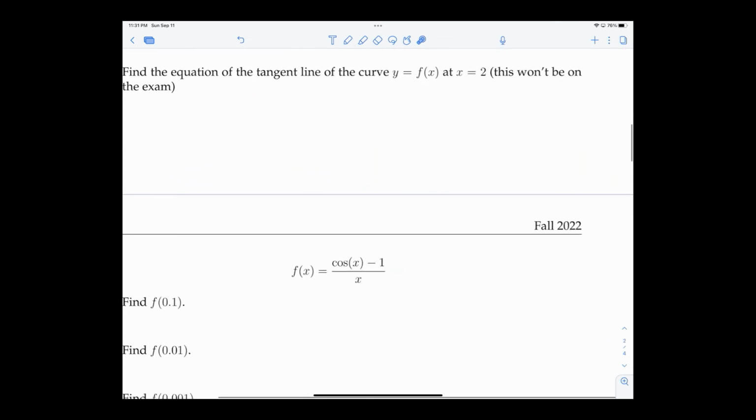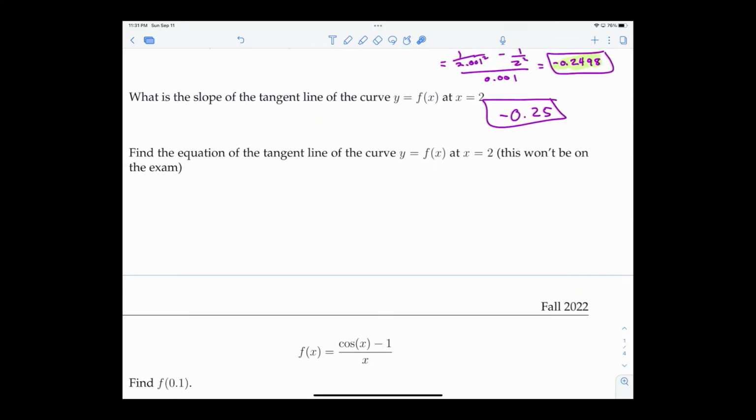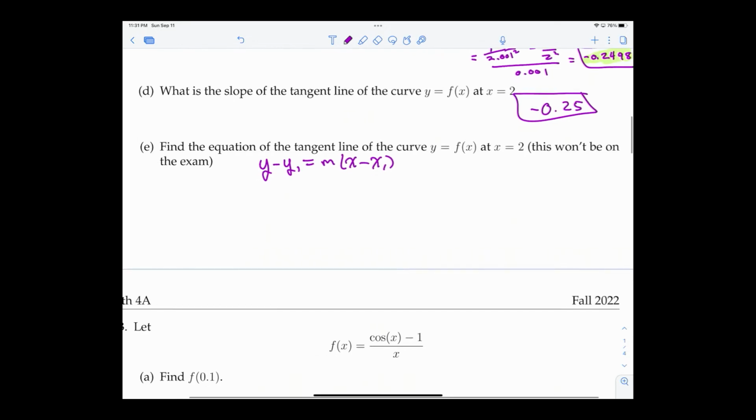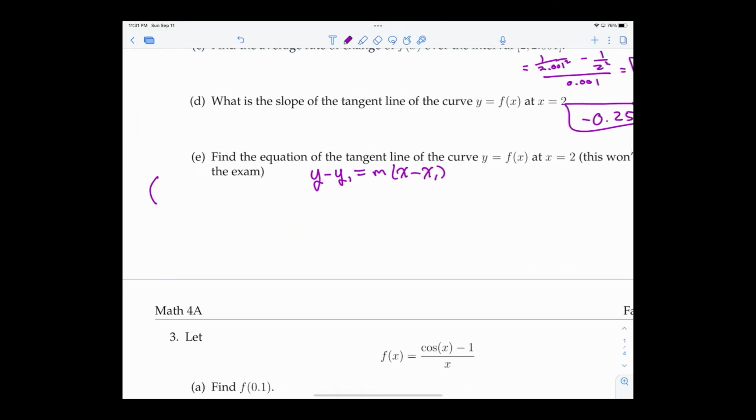Then we've got a question that says find the equation of the tangent line to the curve. And it says this won't be on the exam. It won't be on the exam, but we can do it. So if you're trying to find the equation of the tangent line, you should start with y minus y1 equals m times x minus x1. This is the point-slope form of a line, if we remember. You need a point. What kind of point would we need? We need an x value and a y value. The x value they gave us is 2. I'm going to leave the y value blank for now.